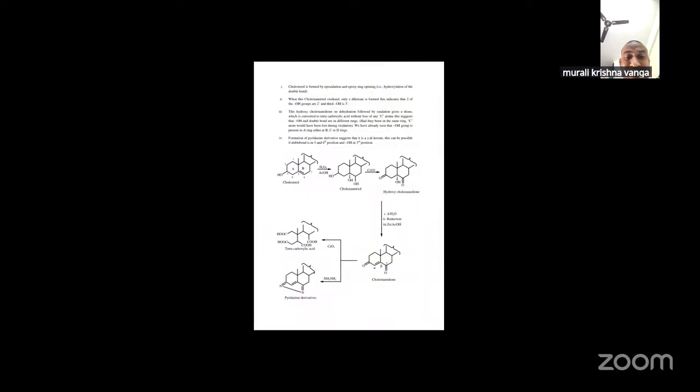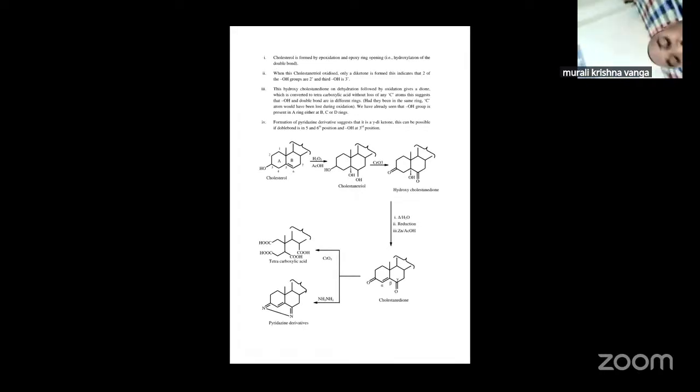This is the reaction here. Cholesterol undergoes dihydroxylation and forms cholesterol triol. In this cholesterol triol, three hydroxy groups are there. Among these three, two hydroxy groups are secondary and one is tertiary. The two secondary hydroxy groups undergo oxidation, and the tertiary hydroxyl group remains, giving hydroxycholesterol dione.